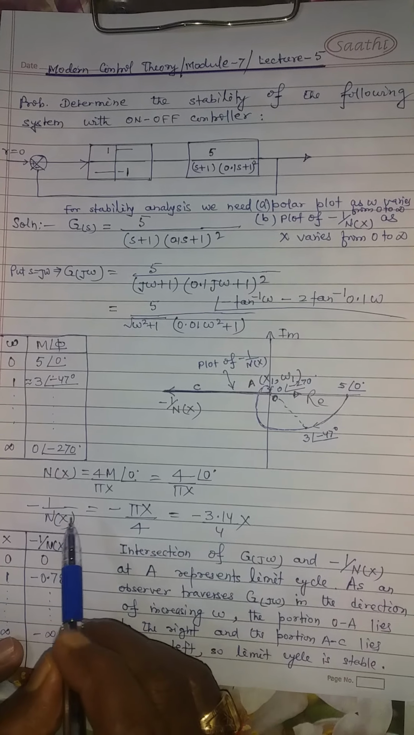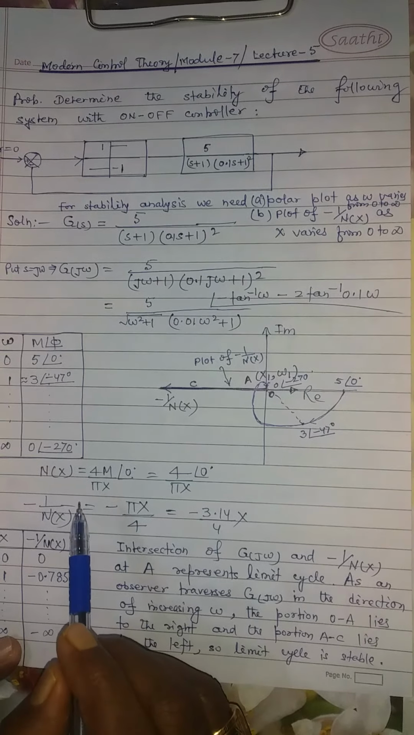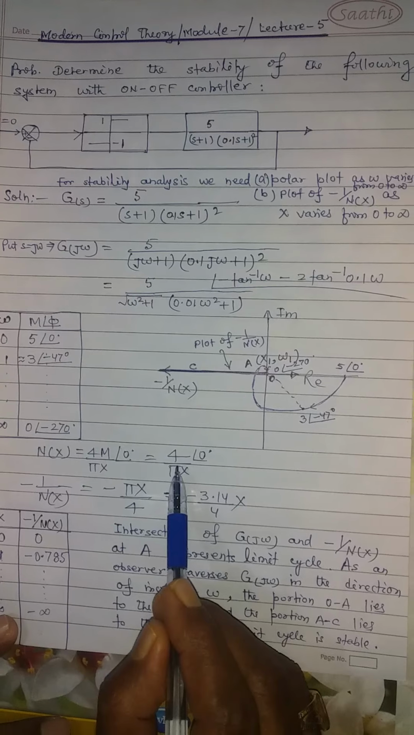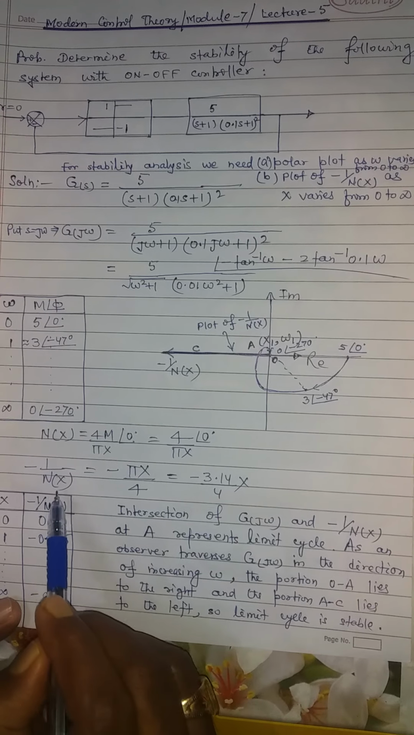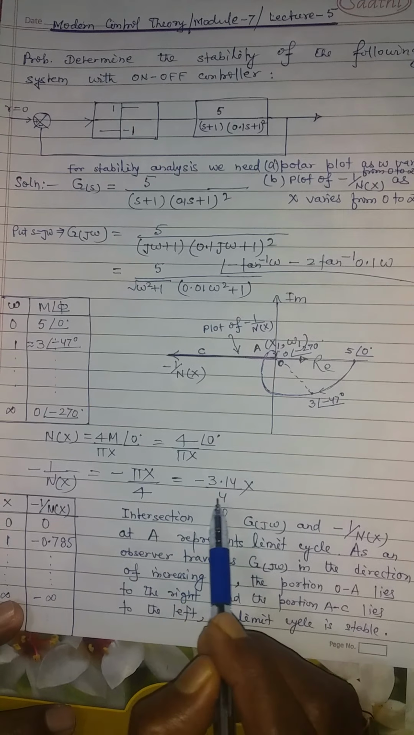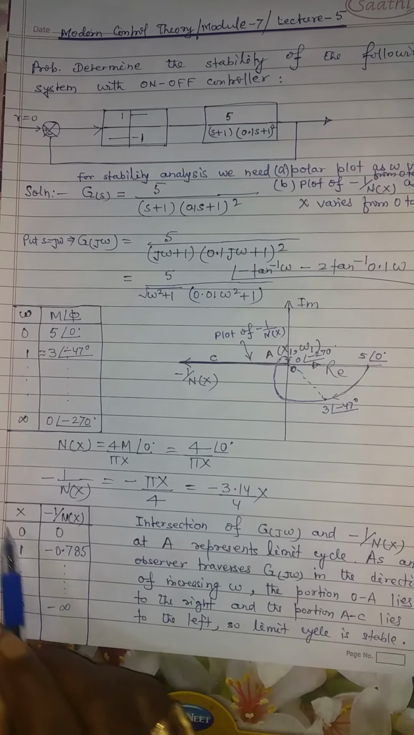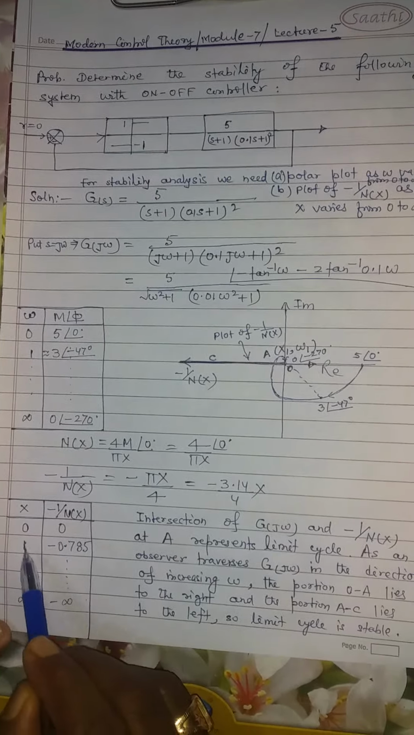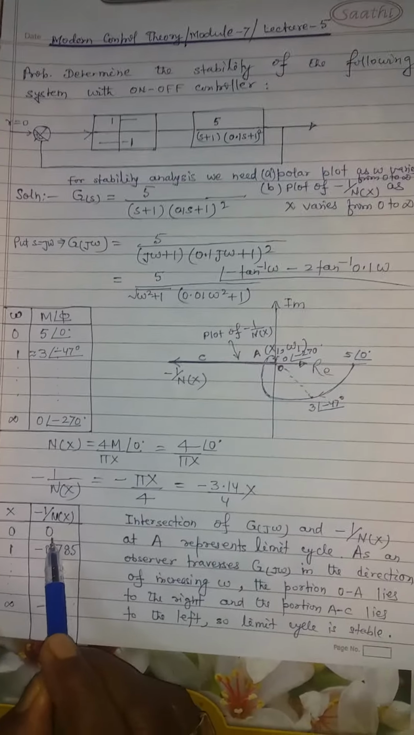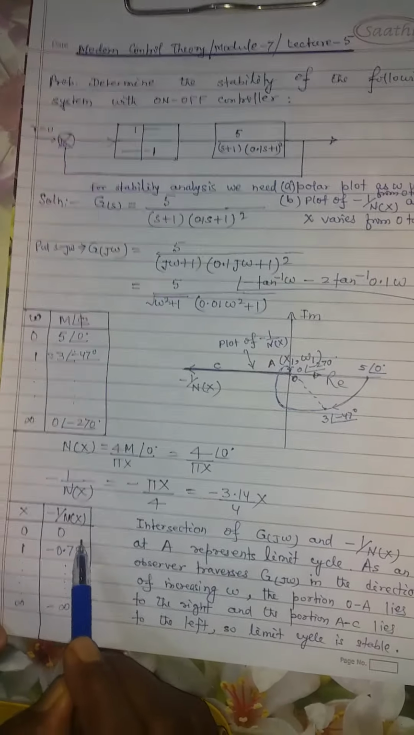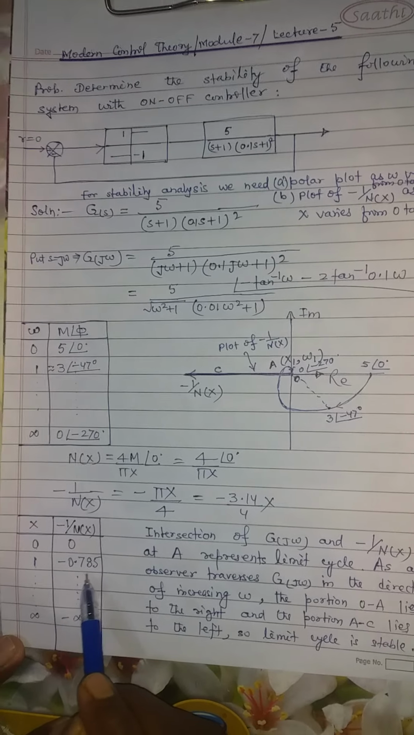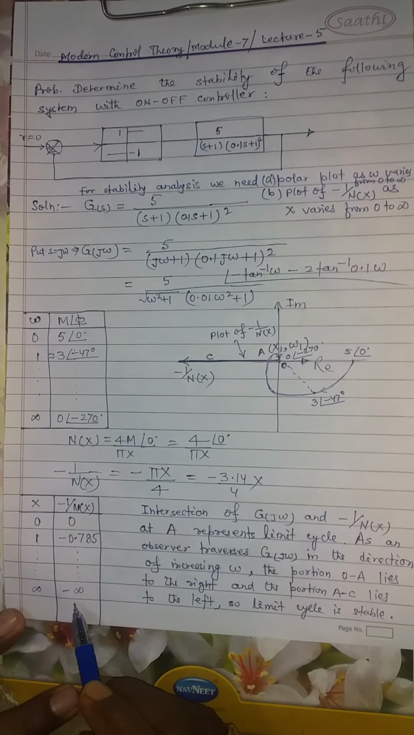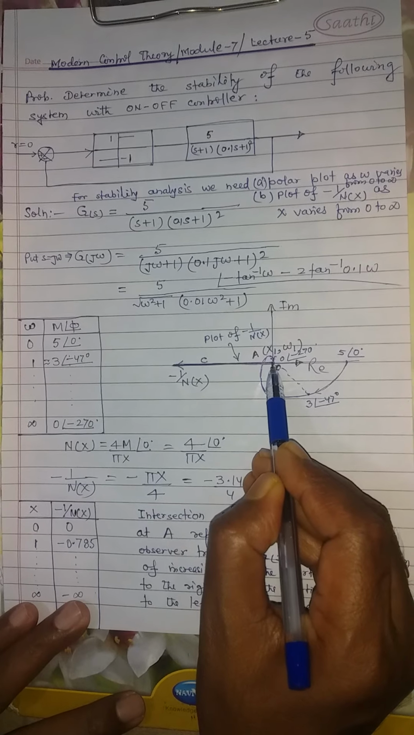Now coming to the describing function, we already know the describing function of this on-off controller. This is N(X) equal to 4M by pi X at 0 degree. M is here 1, so 4 by pi X, and so minus 1 by N(X) is minus pi X by 4, that is minus 3.14 X by 4. So in this table we are going to have the values of minus 1 by N(X) as X varies from 0 to infinity. For X equal to 0, minus 1 by N(X) is 0. For X equal to 1, it is minus 0.785, and finally at X equal to infinity, minus 1 by N(X) is minus infinity. So that has been plotted like this.